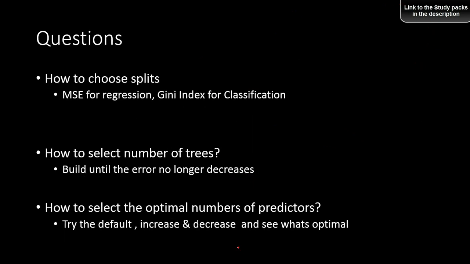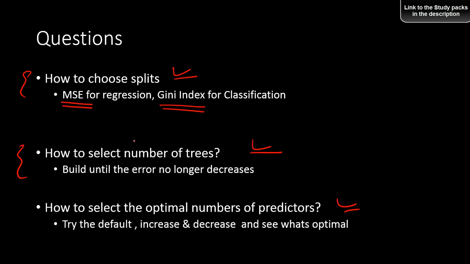Alright, so a few questions: how do we choose the splits, how to select the number of trees, how to select the optimal number of predictors. Now if you're familiar with decision trees, these two questions are very much trivial. How to select the split depends on the type of problem. We can use mean square error for regression problems. We can use Gini index for classification. Splitting your data into different subsamples in a decision tree is always done either through mean square error or with the help of Gini index.